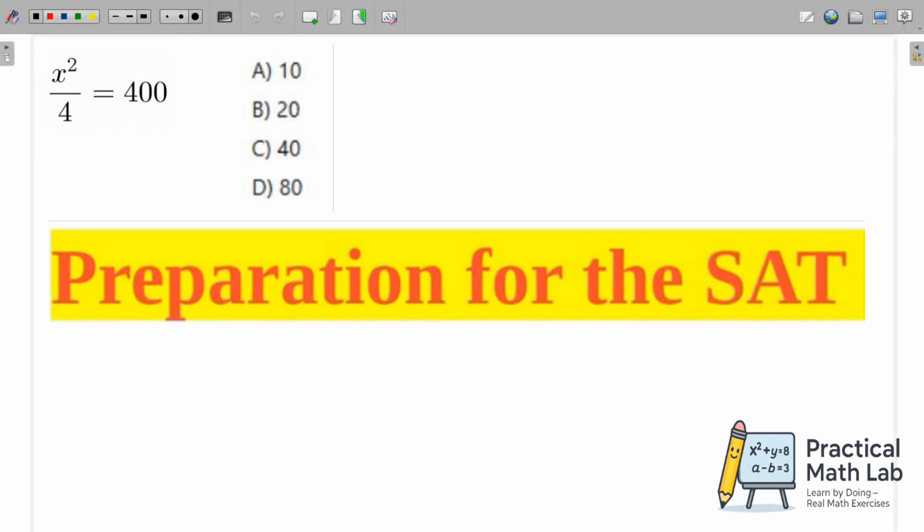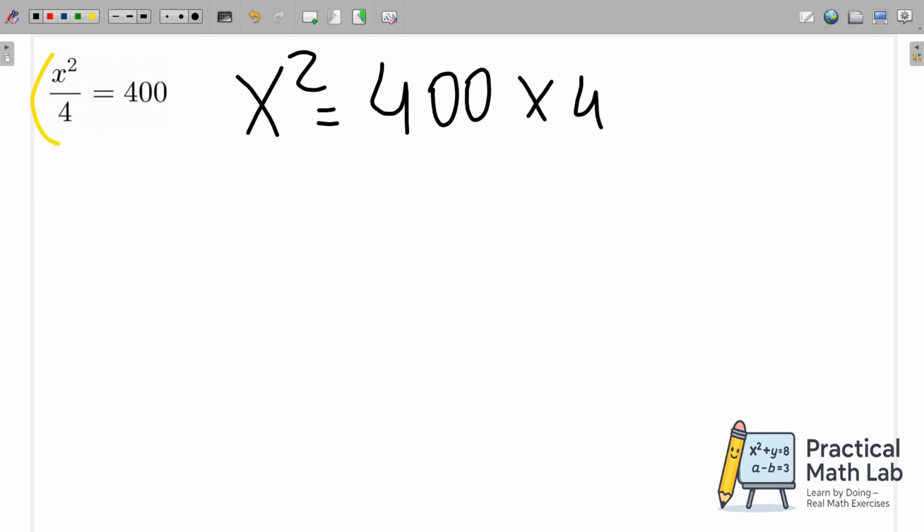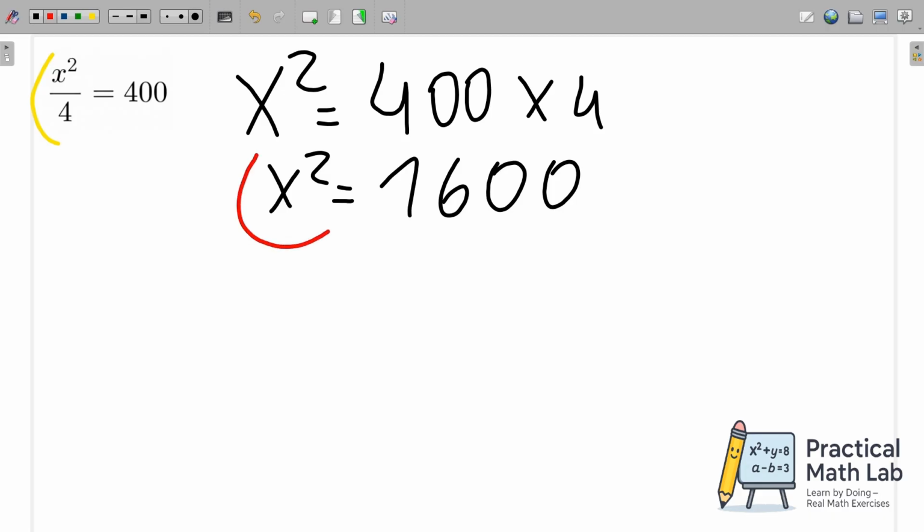Move the 4 to the other side by multiplying. So x squared equals 400 times 4. So x squared equals 1,600. If here it's an exponent, we move it to the other side as square root.